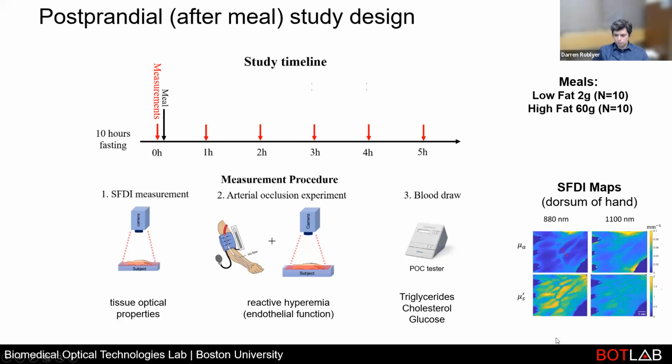Now, as opposed to the prior slides I showed you, here we're just looking at a few individual wavelengths using LEDs. We also did a reactive hyperemia experiment using an arterial cuff occlusion. I won't show you those results today. But the third thing we did was take a blood draw. So this is the gold standard, so we could get gold standard triglycerides, cholesterol, and glucose.